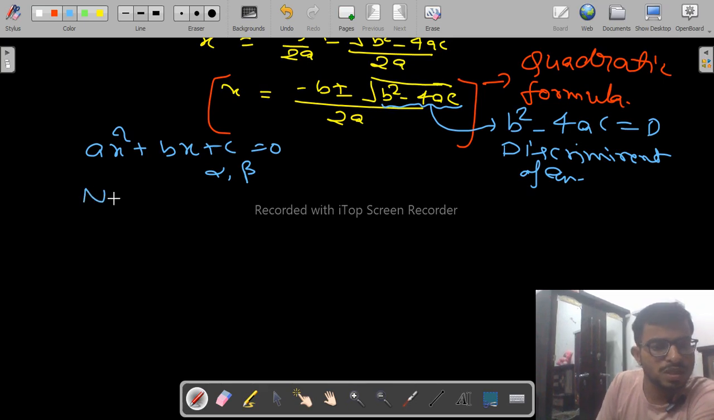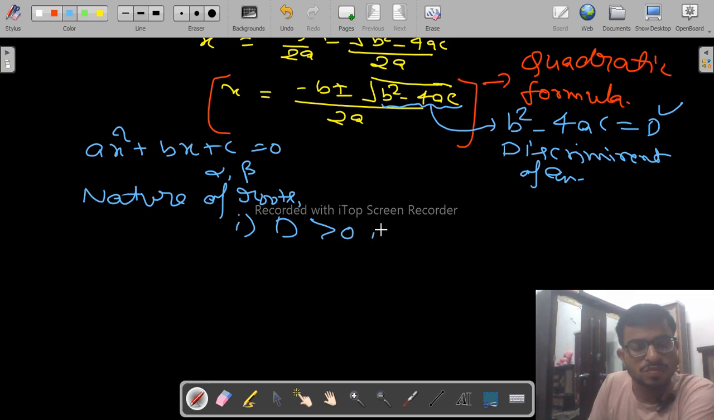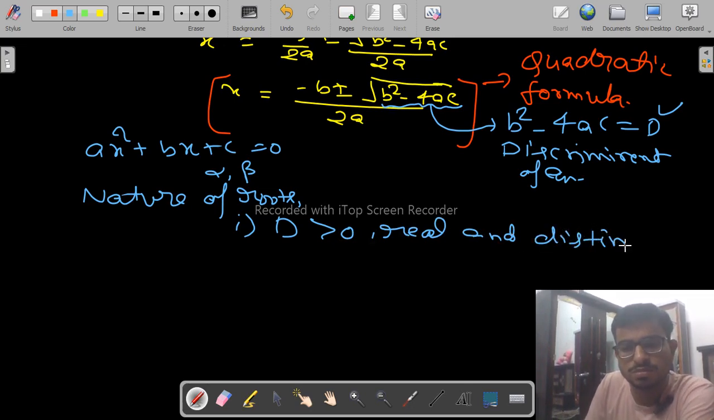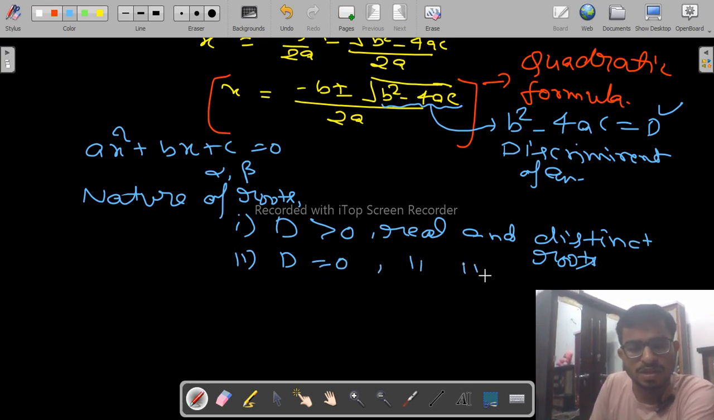So what is the nature of the roots? One by one we will see. This depends on the discriminant. When the discriminant is greater than 0, meaning positive, then this equation will have real and distinct roots. Distinct means different, not the same. In the second case, whenever the discriminant is 0, it will have real but equal roots. Equal roots means the same root.